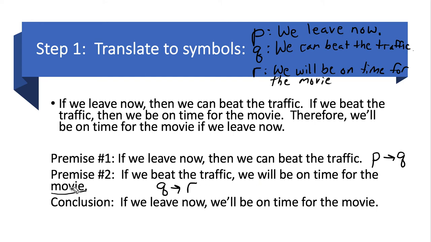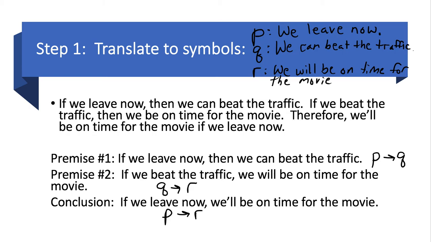All right, and then let's look at our conclusion. Our conclusion is also an if-then statement. And so it starts with if we leave now. So that's the P. Then we'll be on time for the movie. So that is the R. So now we've translated the three statements into letters. The next thing we need to do is put them together into a statement that we can do a truth table for.